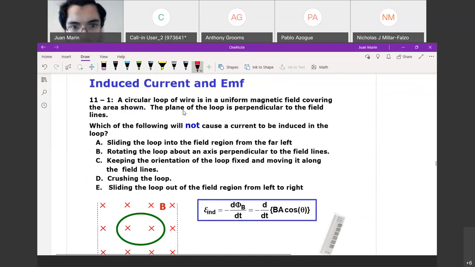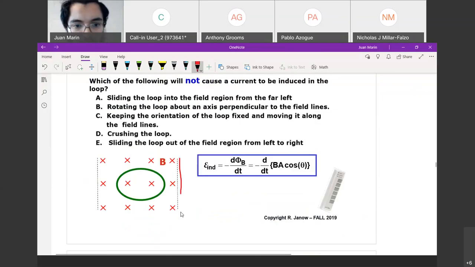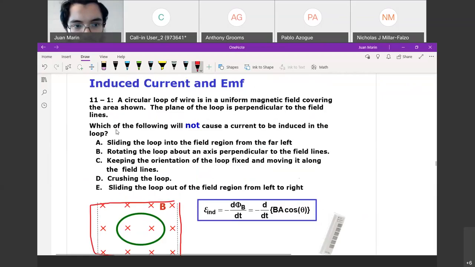Okay, question. Induced current and EMF. A circular loop of wire is in a uniform field covering the area over here. Which of the following will not cause a current to be induced in the loop? A is sliding the loop into the field region from the far left. B is rotating the loop about an axis perpendicular to the field lines. Try to picture that in your heads. The magnetic field is going into the page. And C is when you keep the orientation of the loop fixed and move it along the field line.